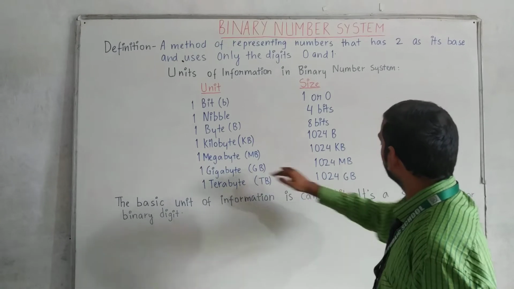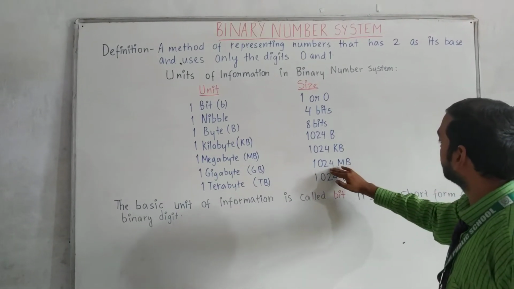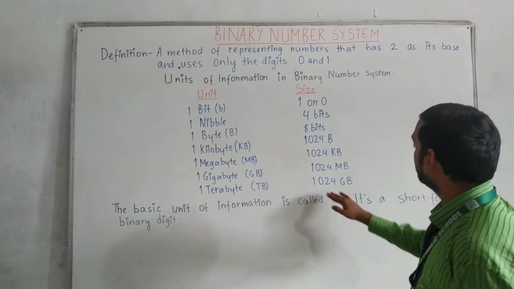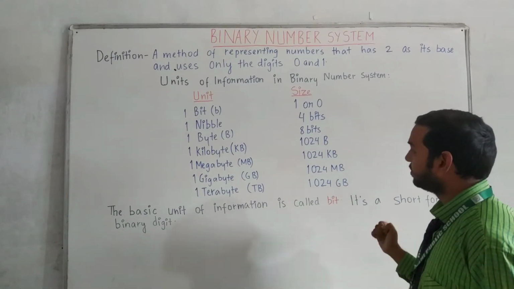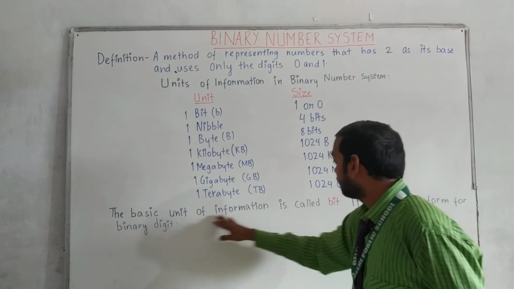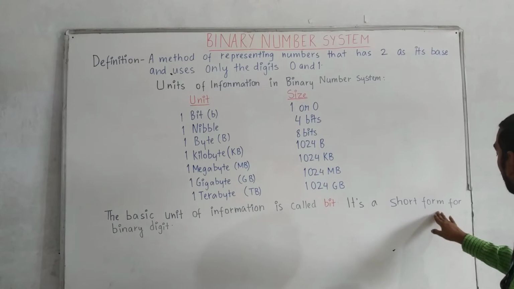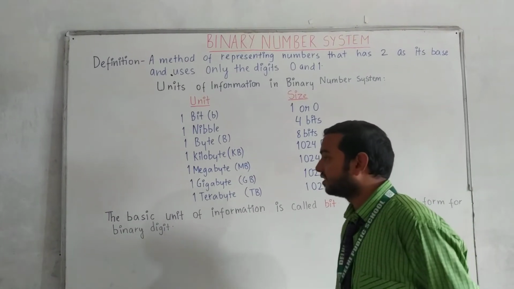And 1 GB is equivalent to 1024 MB. And 1 TB is equivalent to 1024 GB. The basic unit of information is called a bit. It's a short form for binary digit.